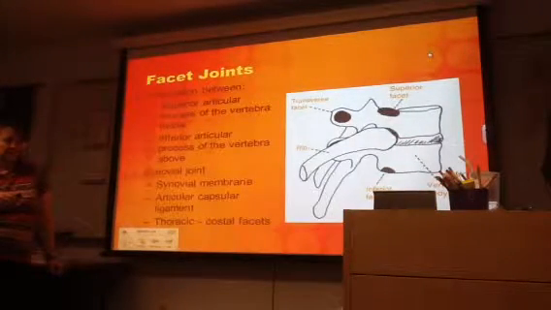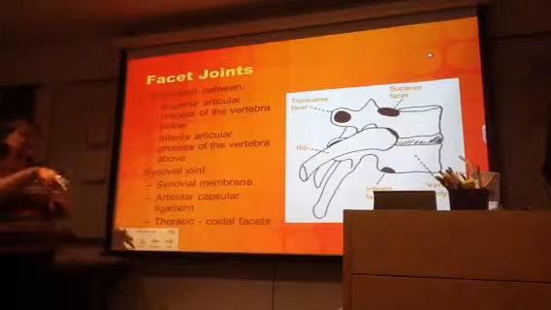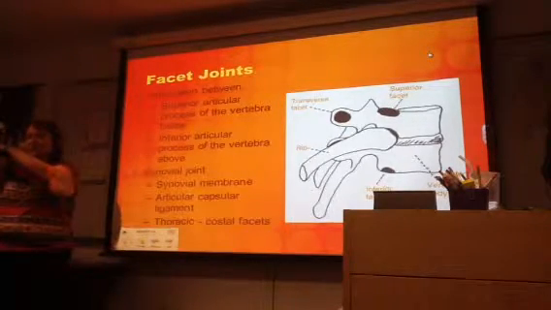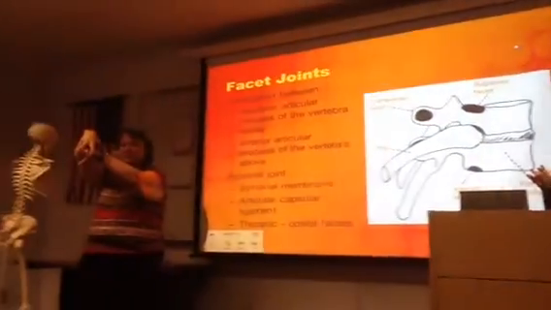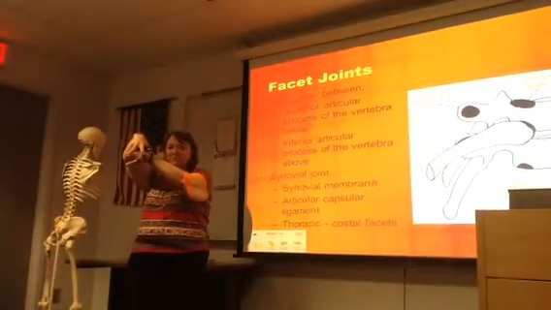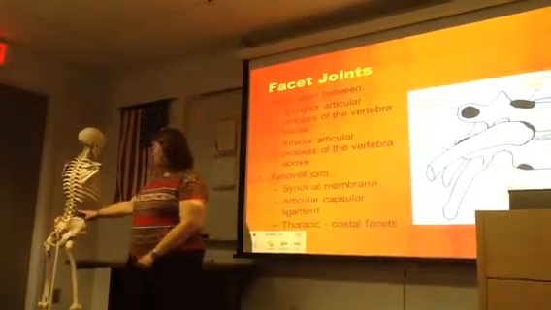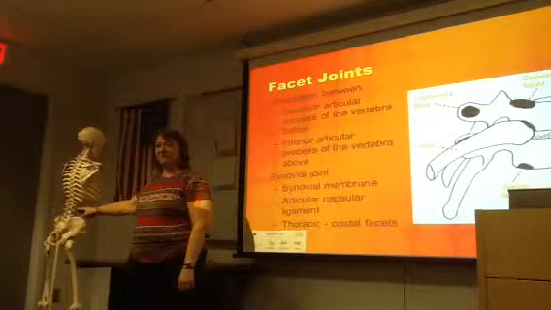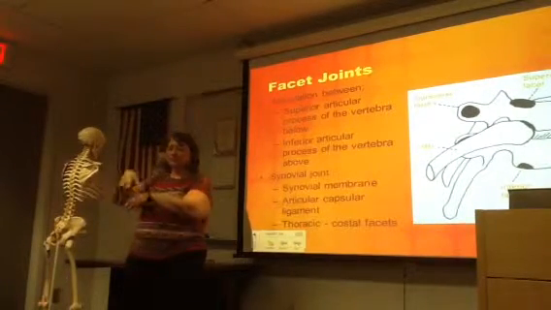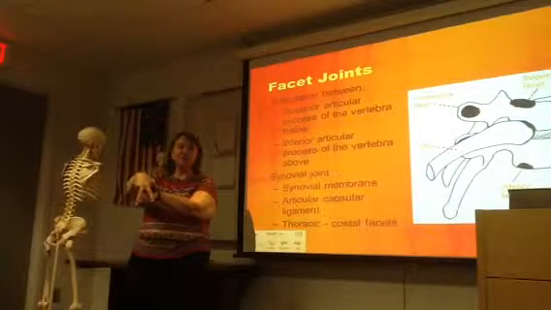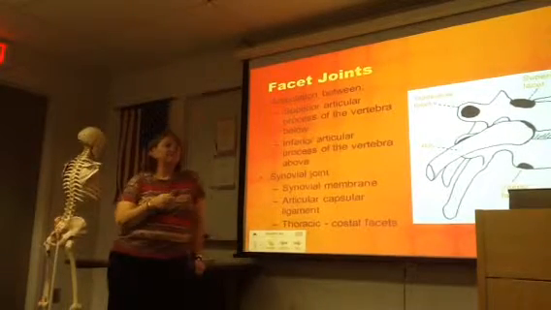Okay, let's talk a little bit about those facet joints. You remember those facet joints were the joints that, as the vertebrae pile on top of each other, that's the posterior bony connection. So anteriorly, we don't really have a direct bony connection. We've got a disc in between the bones. In the back, this is your posterior bony connection or joint.